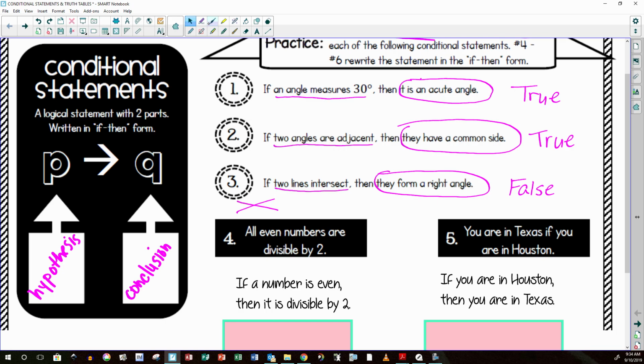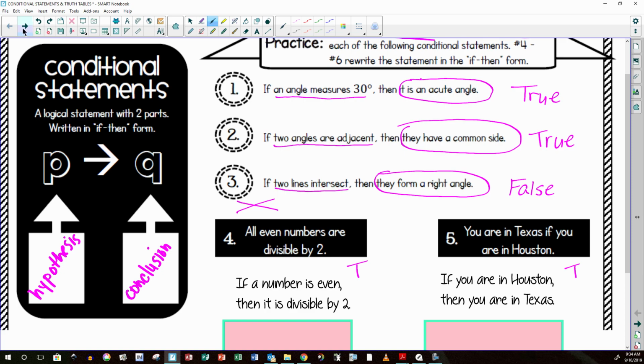So would this first one be true? If a number is even, it's divisible by 2. That would be true. If you're in Houston, are you in Texas? That would be true. What if it said, if you are in Texas, then you are in Houston? Then it would be a false statement. So see how the wording will change the value of your statement?